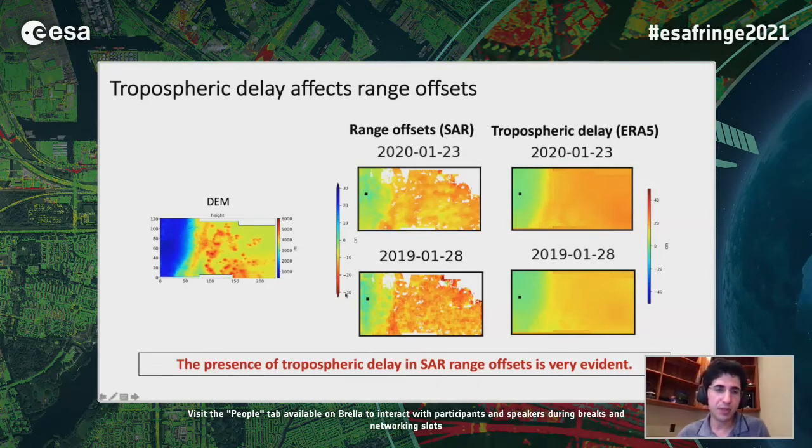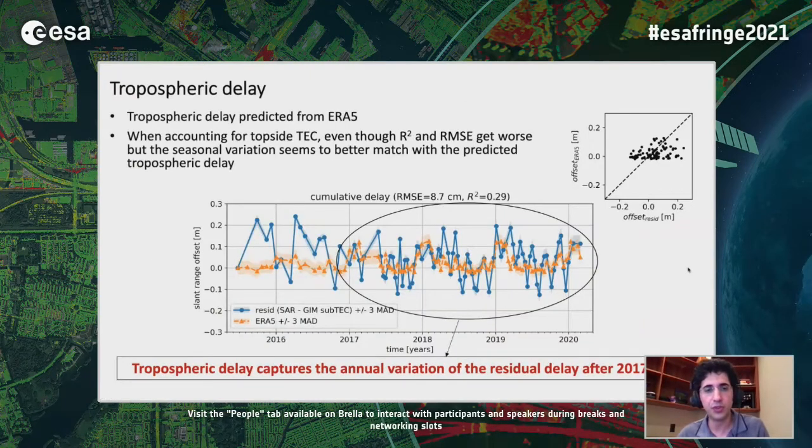Here is an example, the DEM of the region. We have like 4 kilometer elevation change, and you see the range offsets after accounting for ionosphere. And on the right, the tropospheric delay from ERA5. So it's very obvious that we have troposphere contributing there. After accounting for ionosphere, we have this residual in blue. And then if we predict the tropospheric delay, we see after 2017, very nicely, the seasonal delay is gone.